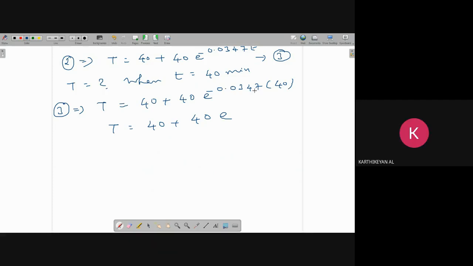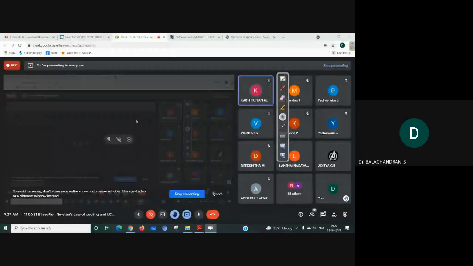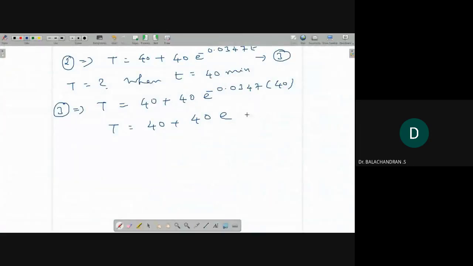Final answer 50, sir. Okay, final answer 50. Correct. What is your name, sir? Karthikeyan. Karthik, yes sir. The final answer is 50, correct. Please check it: the exponent I got is minus 1.38, so T is nearly 10 point something plus 40. So T is approximately equal to 50 degrees Celsius.